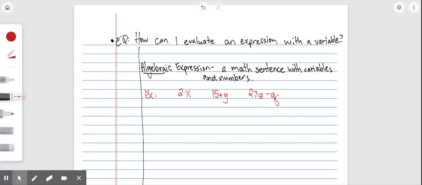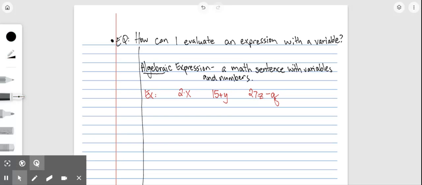Okay, you'll notice that each of these has numbers and variables. It's got operations in them. You can have multiple operations. You can have one operation. It doesn't matter as long as you've got numbers and variables.